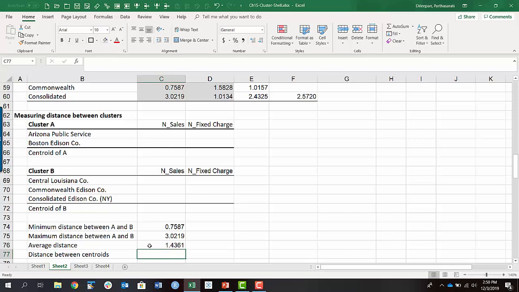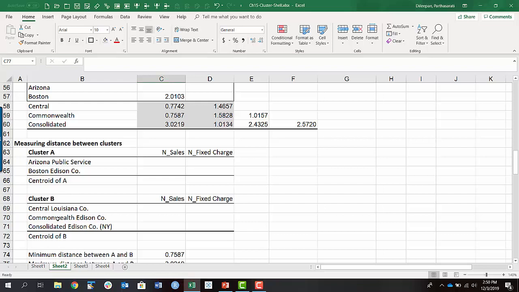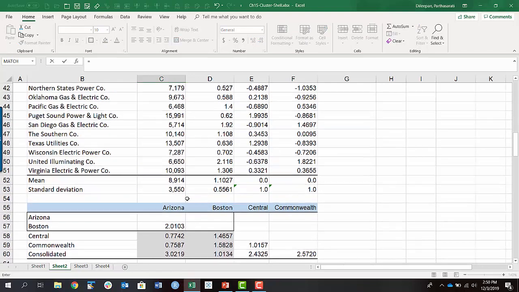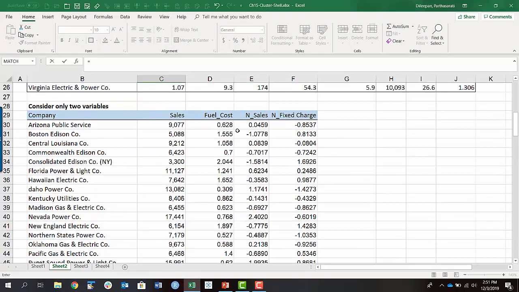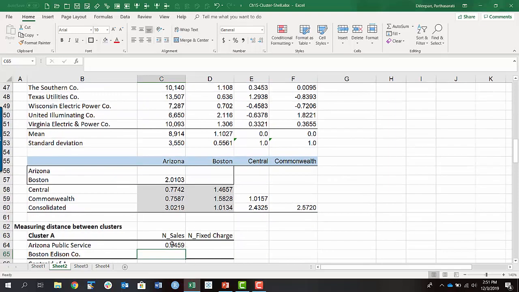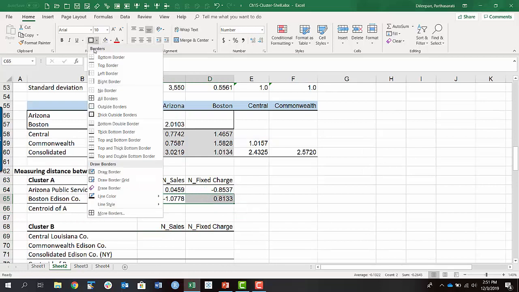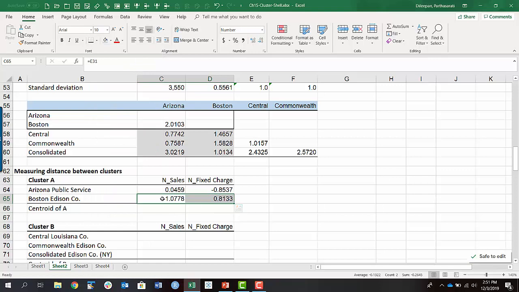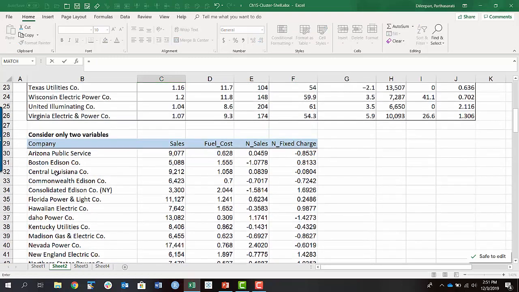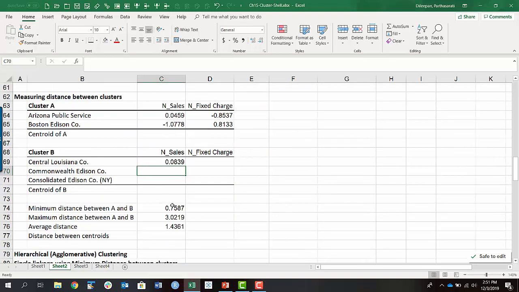Now if you want distance between centroids, then we have to find the centroid of A and the centroid of B. For that we have to assemble the values of the predictors. So we have the predictors for Arizona and Boston, those are the two rows for cluster A. Now cluster B is that. These are the three observations in cluster B.